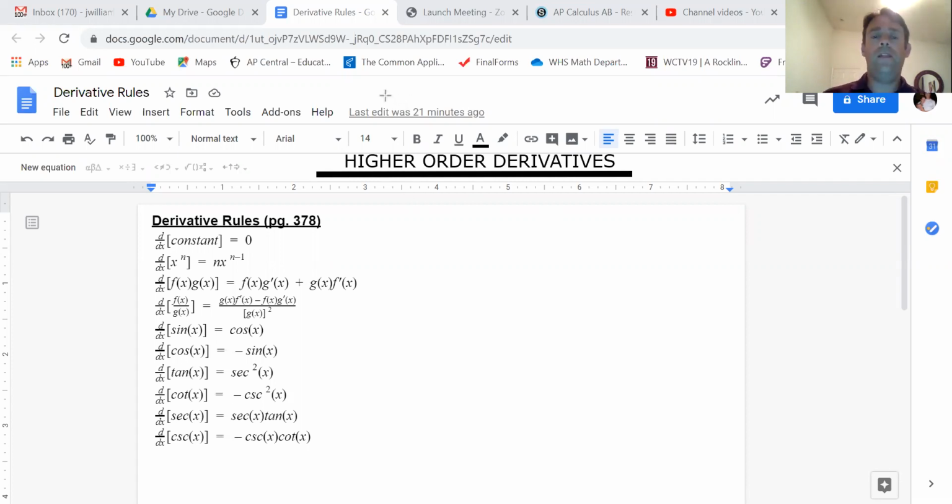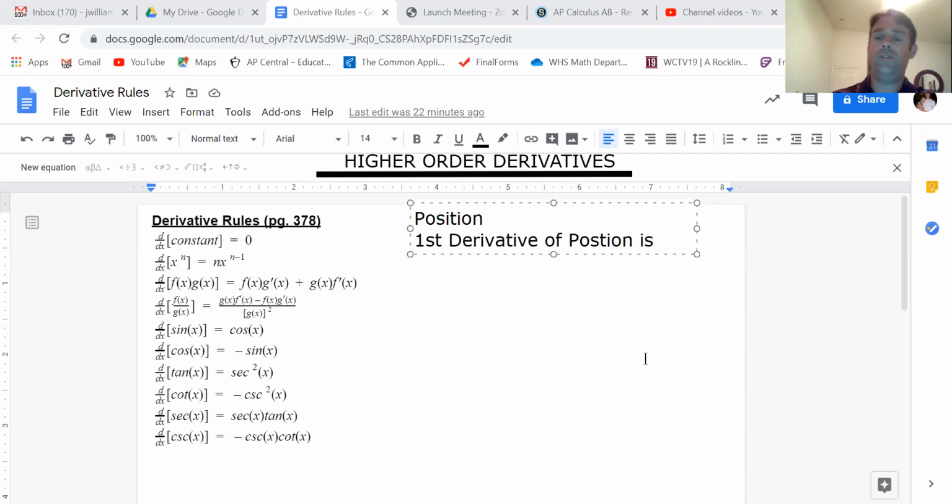So let's just talk briefly about some higher order derivatives, okay? And using things we talked about. So we said, what if we had a position function? And we said the derivative, another name for a derivative is first derivative, and we said this was velocity. So if we start with position, we can take a derivative to turn position into velocity.